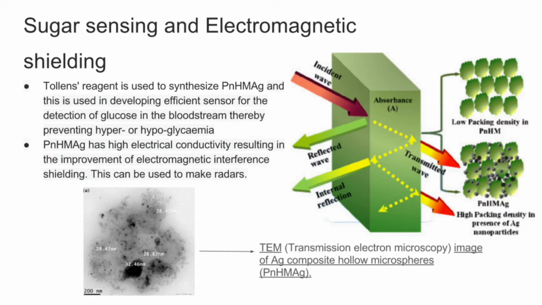These nanoparticles are well distributed and dispersed on PN-HMAG. They form interconnecting particles between the micro-sized PN-HM particles, forming continuous linkages, leading to increased shielding efficiency in the band region of 10 to 12 gigahertz.